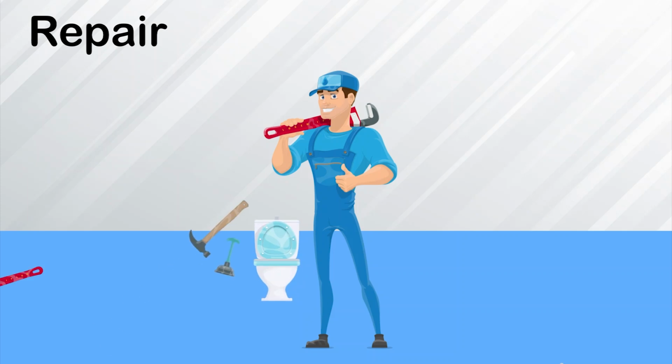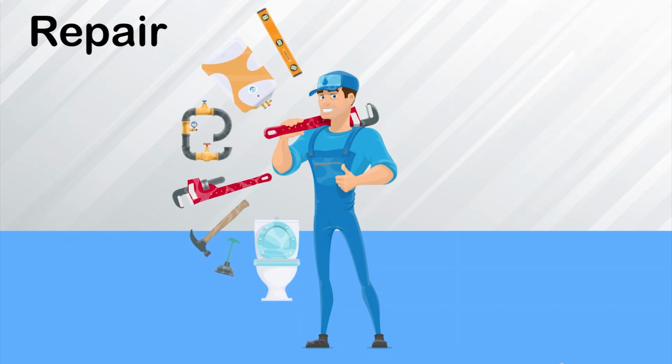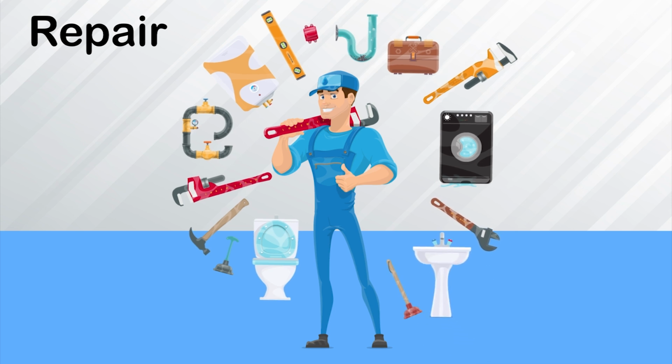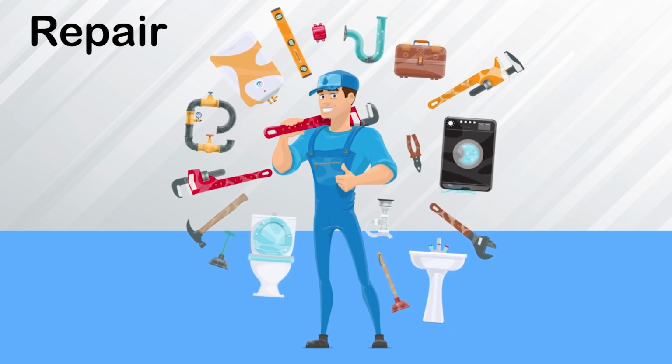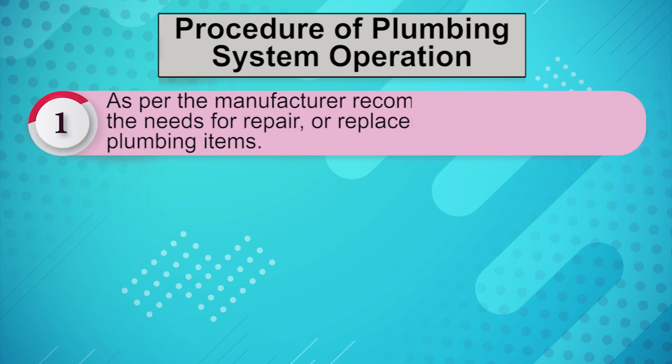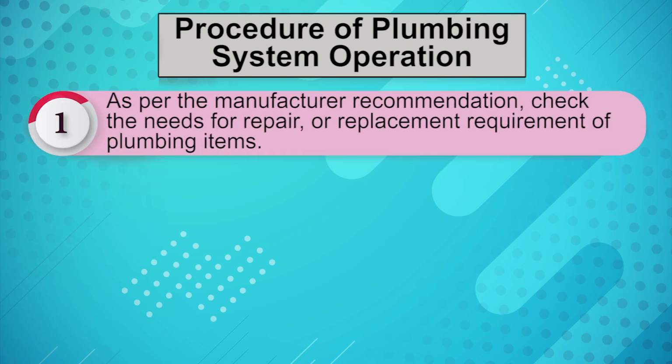Planning and scheduling maintenance and repair is critical to achieving effective plumbing system operations and, in turn, the purpose of keeping costs down. The important points should be considered. Number 1. As per the manufacturer's recommendation, check the needs for repair or replacement requirement of plumbing items.